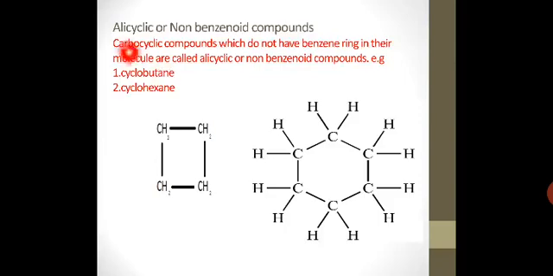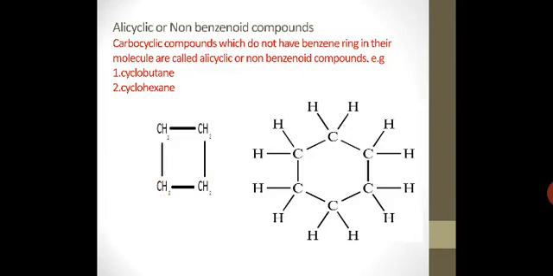Second one, alicyclic or non-benzenoid. It means that there is no benzene ring in their molecule, but these are homocyclic as their cycle consists of the same type of atom, that is carbon and hydrogen. So carbocyclic compounds which do not have a benzene ring in their molecule are called alicyclic or non-benzenoid compounds. For example, cyclobutane.